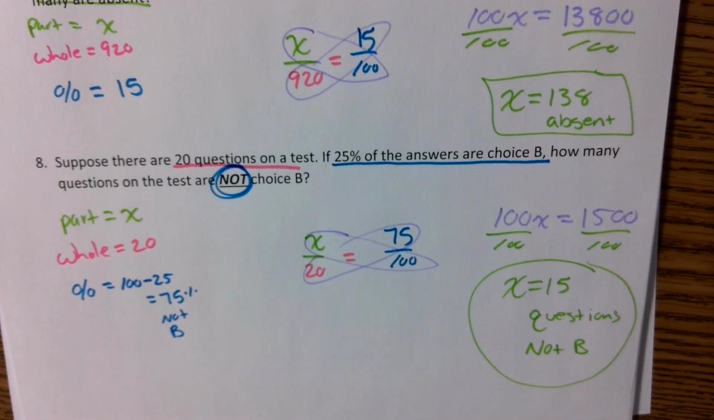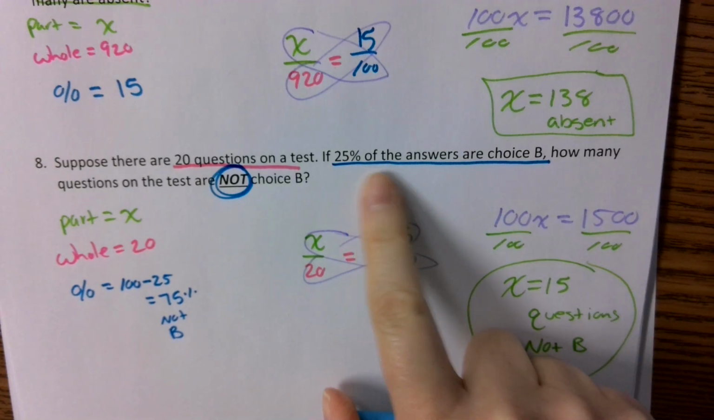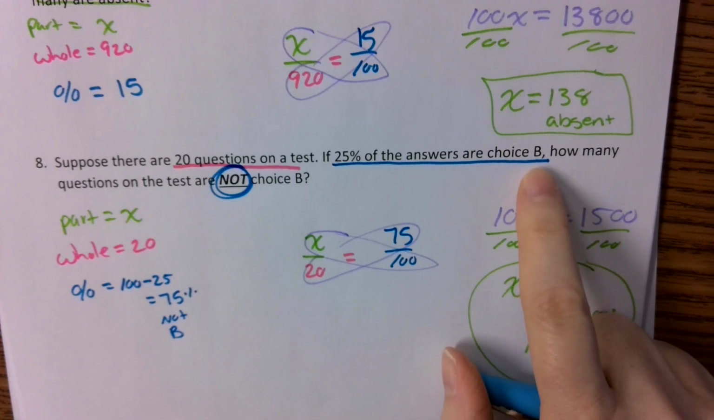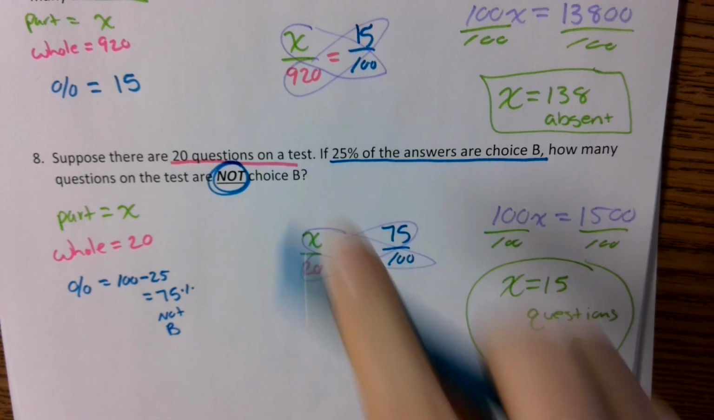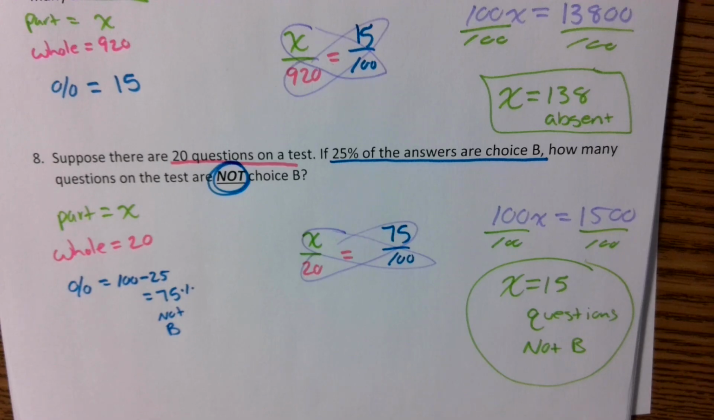Okay, so be careful. You need to make sure you're reading very carefully. Again, 25% of those choices are going to be B. That means the other portion are not going to be answer choice B. If you are answer choice A or C or D, then you are considered to not be an answer choice of B. So you're looking for that other 75%.